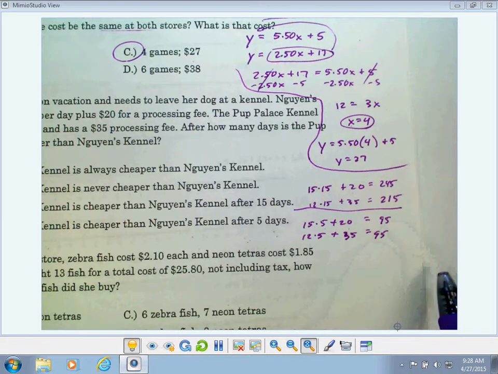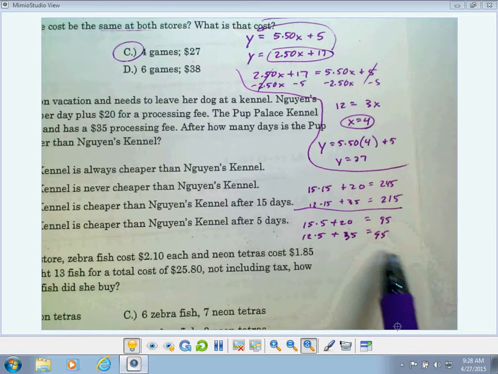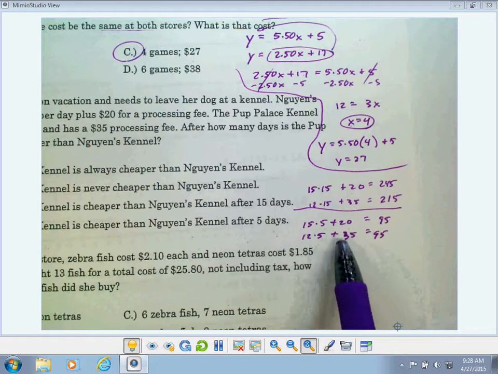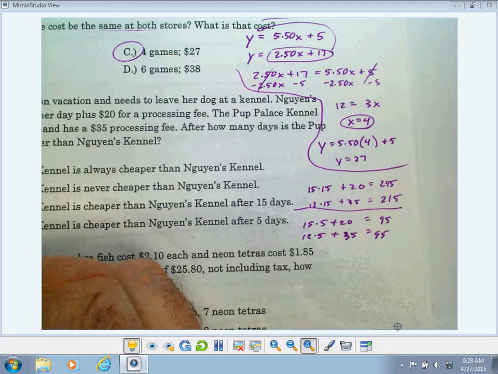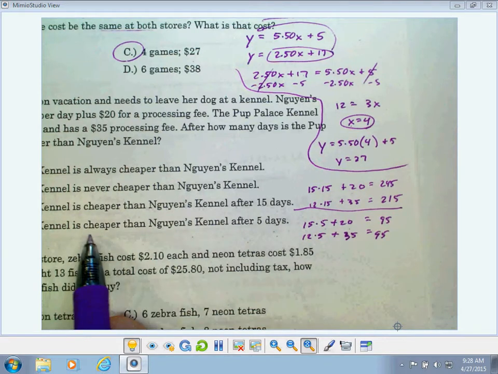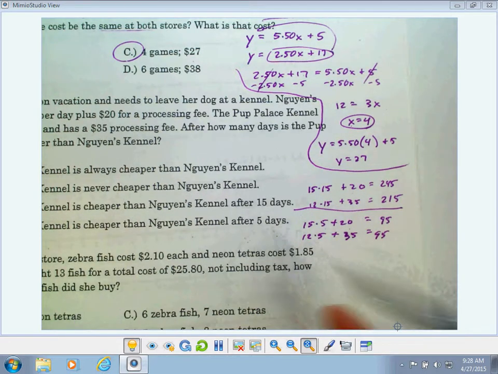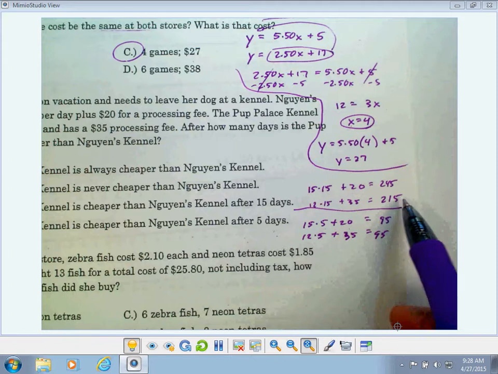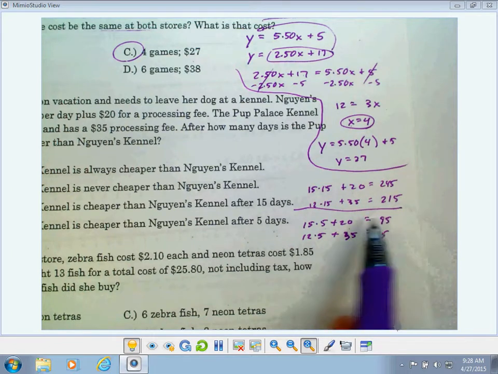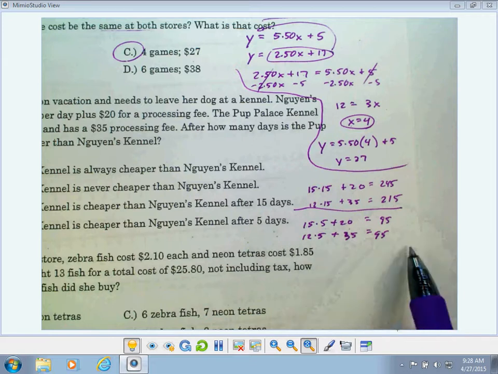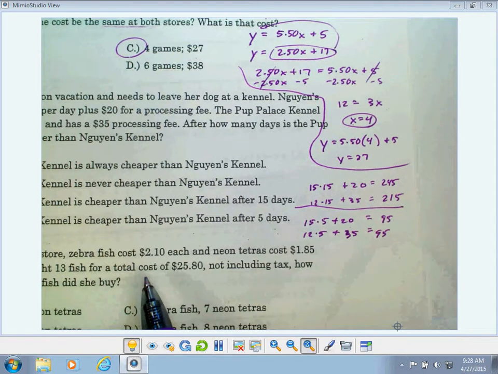But after that, this one will be cheaper. Like if we did 6 days, the Pup Palace would be cheaper than this one. So the correct answer and the best answer for this is D. Because what we're finding out is that it takes 5 days to balance out that difference in fees, and then after that it would be true, as we proved with 15, right? 15 was definitely cheaper at Pup Palace, but it turns out that actually anything after 5 would be cheaper. So the answer to this is most definitely D.